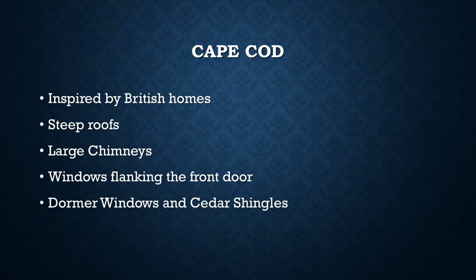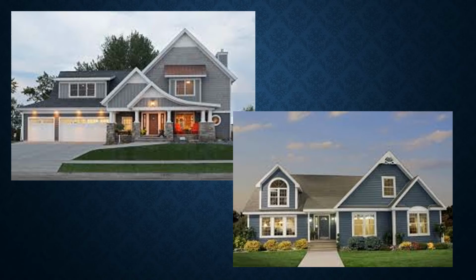The first house we have is called the Cape Cod, which is inspired by a lot of British homes. It has steep roofs as well as large chimneys and windows flanking the front door, which I will explain in a second. It also has what's called dormer windows as well as cedar shingles. I'm going to be showing pictures of this stuff to give y'all a little more context as we go through it. So this is your Cape Cod house.